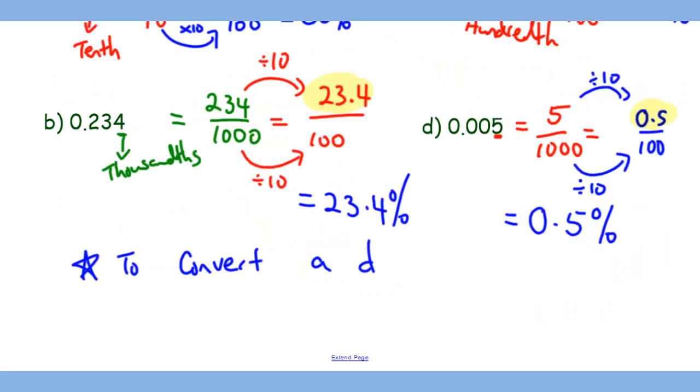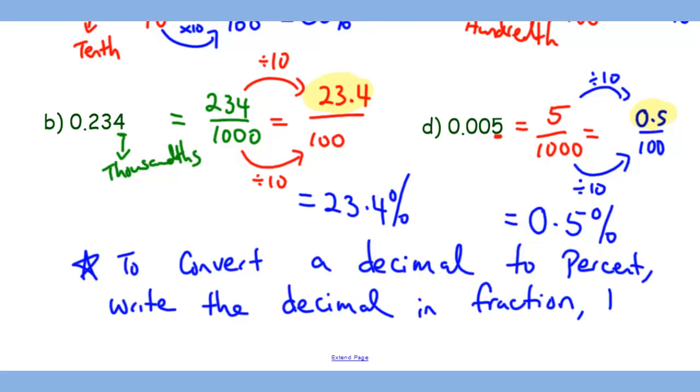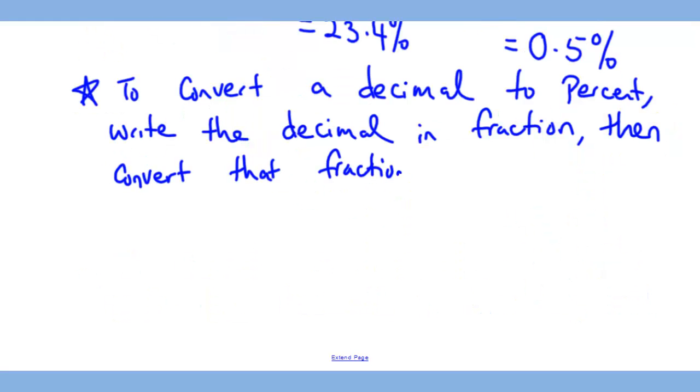To wrap this up, to convert any decimal into a percent, the first thing you should do is write the decimal as a fraction and then convert that fraction into a denominator of 100.